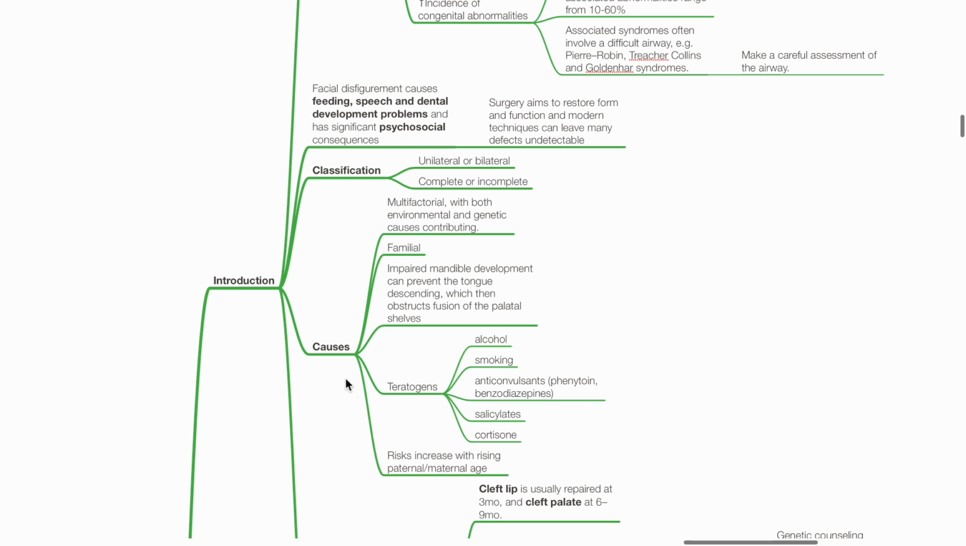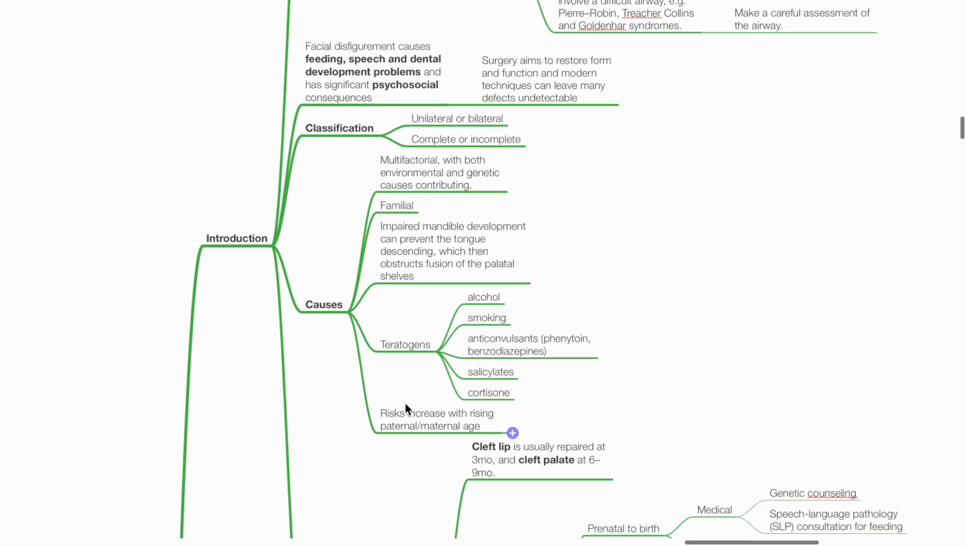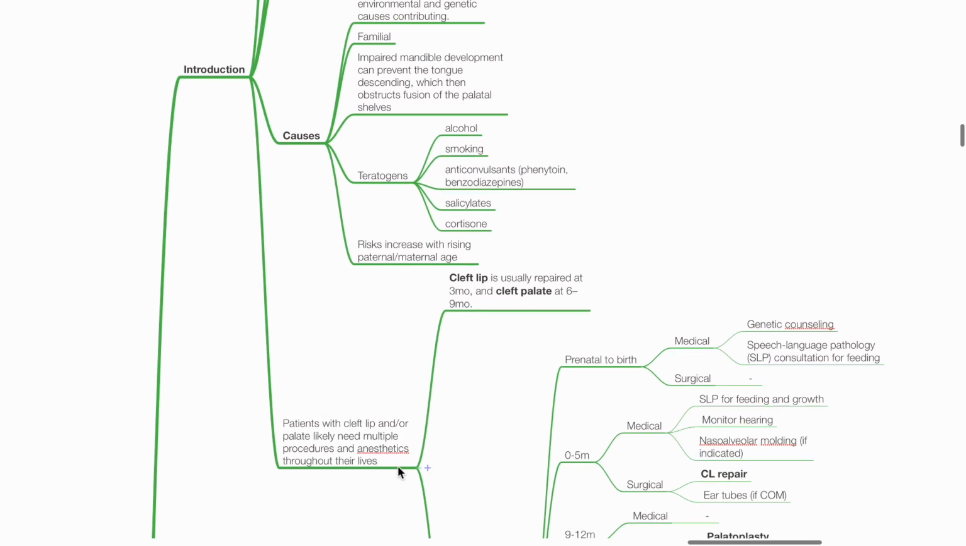Cause is multifactorial, with environmental and genetic causes contributing. CLP is familial. Impaired mandible development can prevent the tongue descending, which obstructs fusion of palatal shelves. Teratogens implicated in CLP include alcohol, smoking, anticonvulsants, salicylates, and cortisone. The risk of CLP increases with increasing paternal and maternal age.